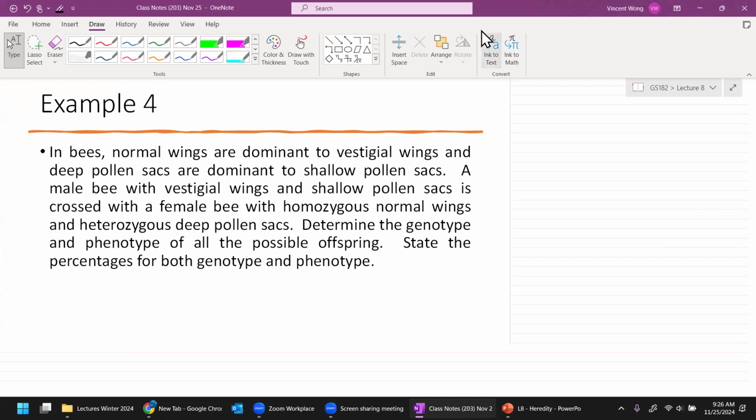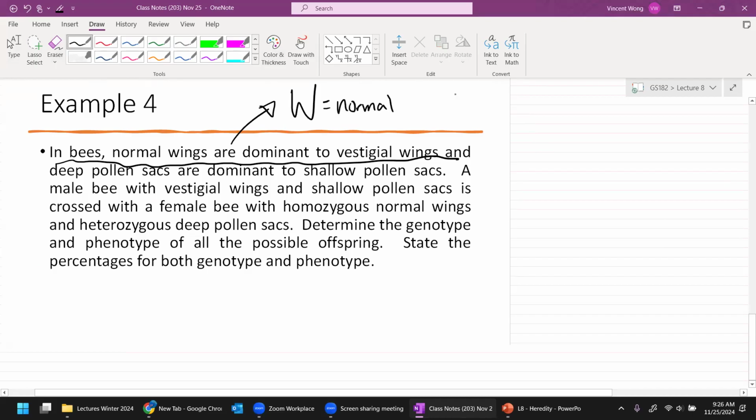So normal wings and vestigial wings. What letter should I use for this trait? Louder, please. Okay. Big W is for normal, right? And then small w is vestigial. I was going to use capital N for normal. But whatever you want, doesn't matter. Like I said, just choose.